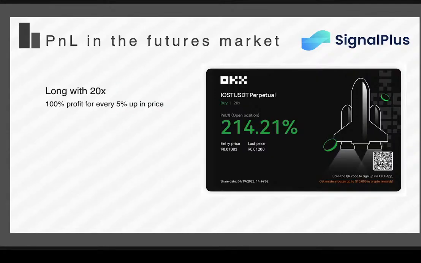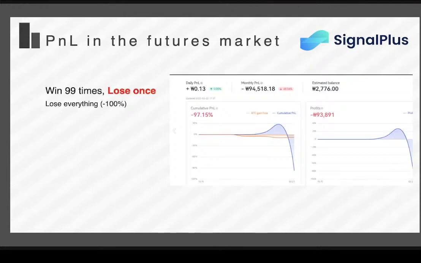Welcome, everyone. For example, in the futures market, as we all know, that's what we are always doing when we're using 20x leverage on very small coins. When the price goes up by 10%, we get 200% profit, as shown in the screenshot on the right. With this insanely high leverage, when the price goes up by 5%, we get 100% profit. Apart from this infinite upside or insane profit, there's also downside or risk associated with it.